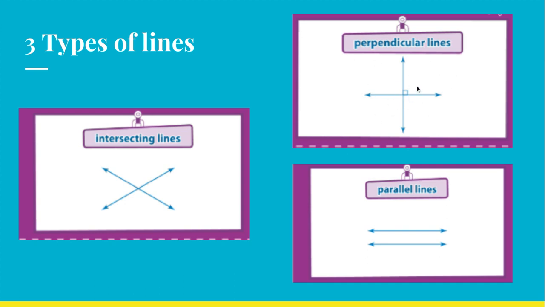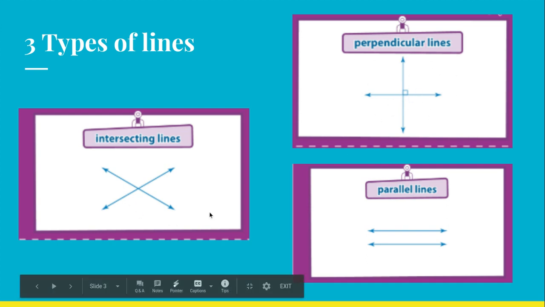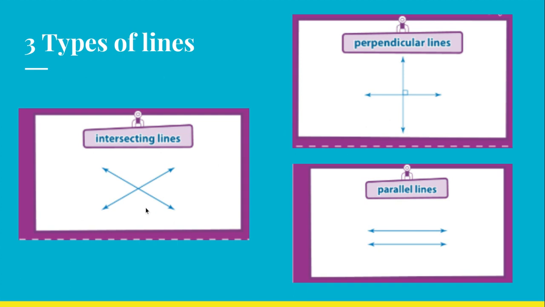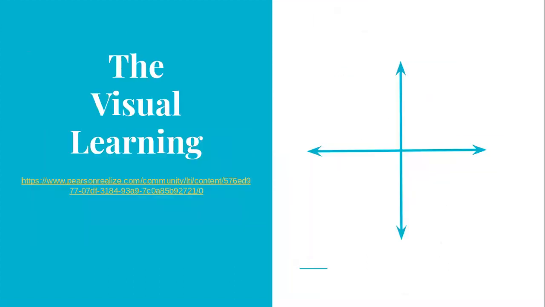So here's perpendicular lines, and then here's intersecting lines. Yes, they're crossing, but no, they don't look like perfect L's. So yes, they're touching at some point. Looks like an X, sort of. But it can be any kind of intersecting. Like, it could be all the way over here, as long as they're just crossing each other and not making a perfect L. Okay, so now we're going to watch the visual learning.